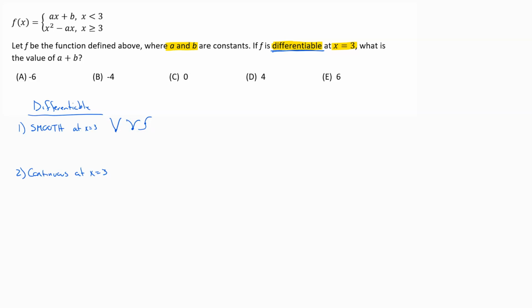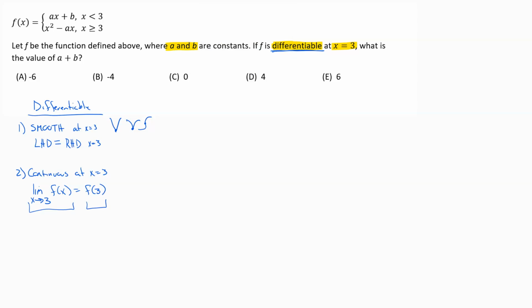To show that something's smooth, you essentially need to show that your left-hand derivative, your LHD, is equal to your right-hand derivative, RHD, at x equals 3. Then, to show that it's continuous, you need to know the definition of continuity. The definition says the limit as x approaches 3 has to equal f of 3. So my overall limit has to equal the dot on the graph.